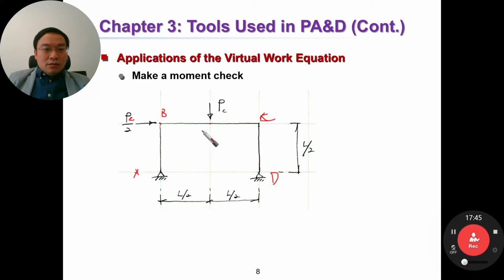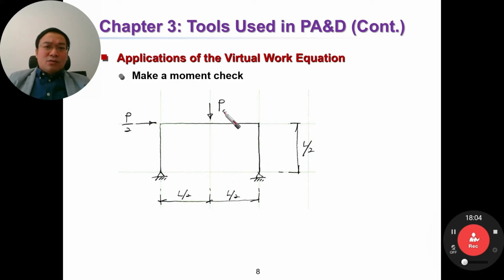Or here, maybe A, and maybe B here, and C, and D, and maybe E, whatever, C.